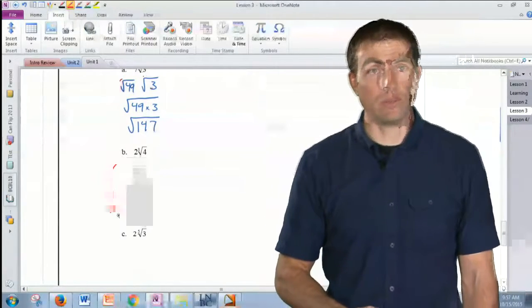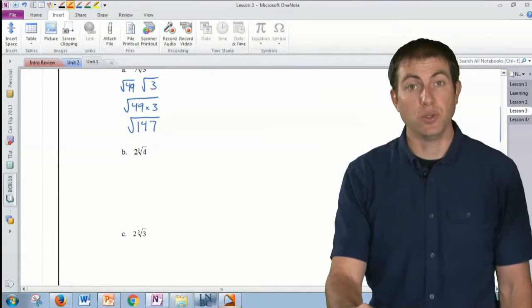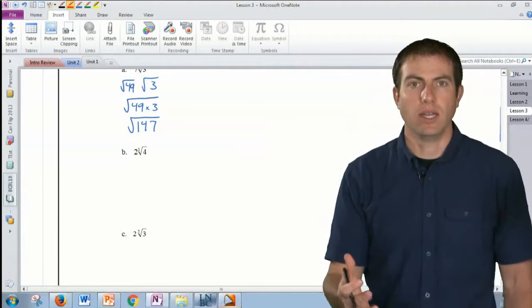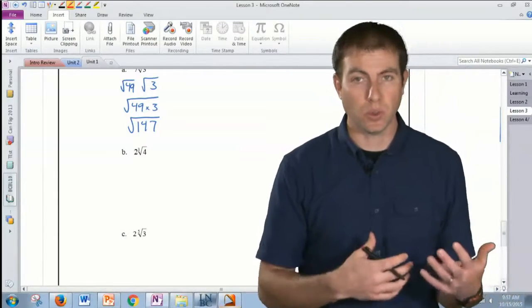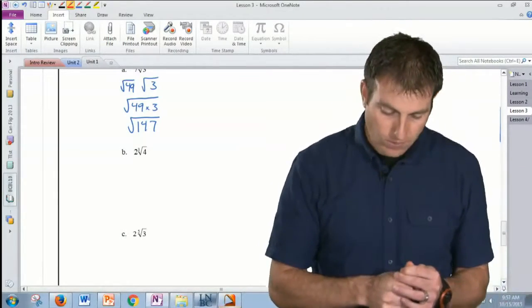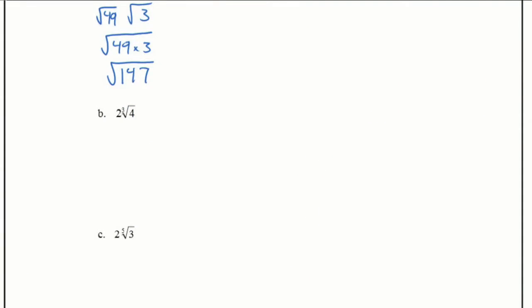This one's cube root, so we need to think, how do I get 2 under a cube root sign? Or what number do I have to take the cube root of to end up with 2? Anybody think of that one? Probably have a good idea.